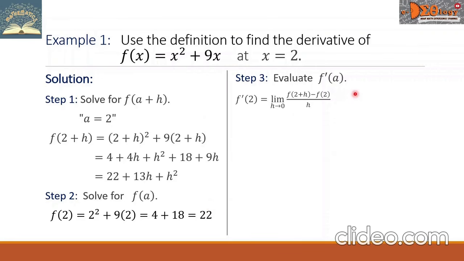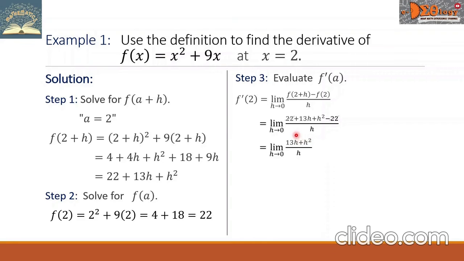Substituting the corresponding values, we have now the limit of 22 plus 13h plus h squared minus 22 all over h as h approaches 0. We can remove the grouping symbols respectively. So we have like this. Let us combine 22 and negative 22. That will be 0. So in the numerator, the values are 13h plus h squared.